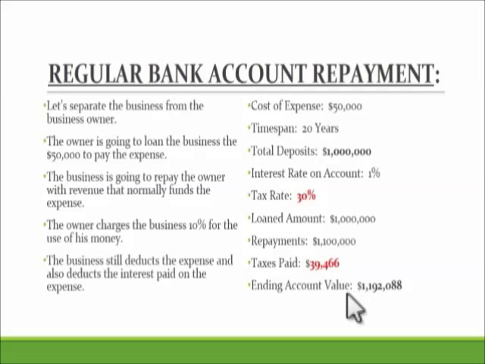So business as usual, you pay those expenses, don't get anything back. If you apply a banking model to your business, you end up with almost $1.2 million.